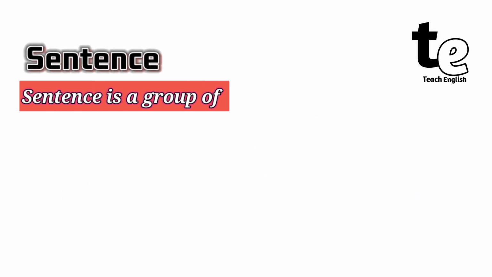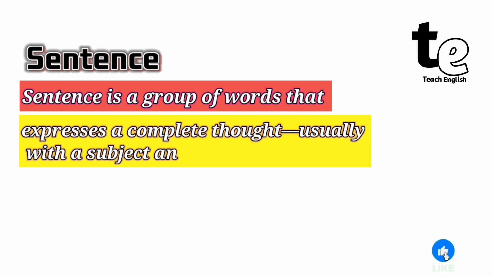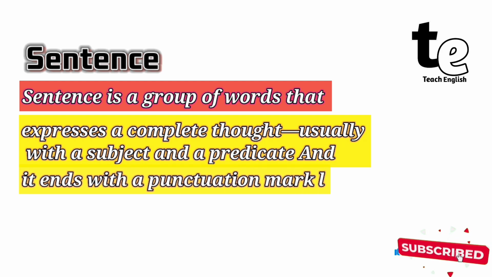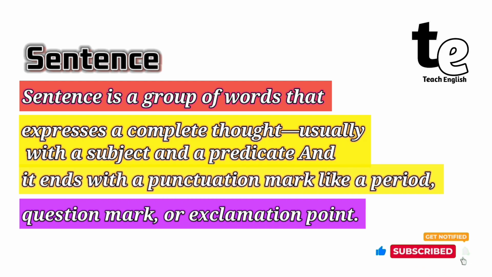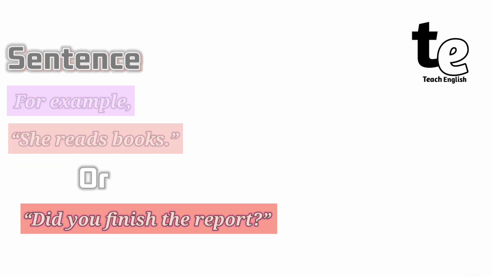Sentence. A sentence is a group of words that expresses a complete thought, usually with a subject and a predicate, and it ends with a punctuation mark like a period, question mark, or exclamation point. For example, she reads books. Did you finish the report?